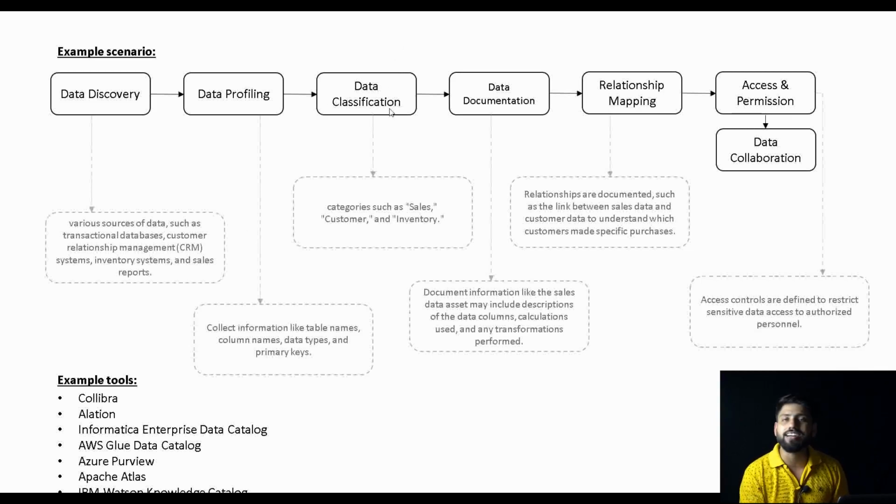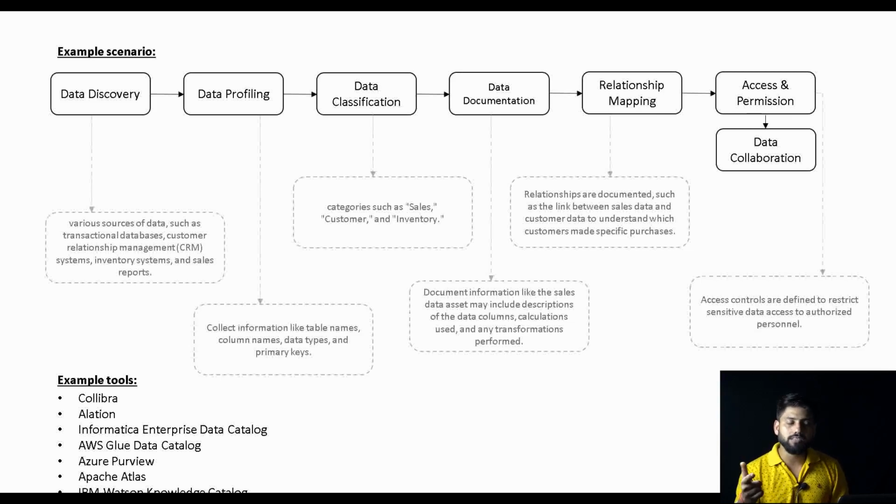After that we have data classification. Here we are categorizing our data. Suppose you have a CRM, an inventory system and a sales report, all these data sources. You may categorize your data into 3 major levels: sales, customer and inventory, correct? So whenever the data gets categorized, that process is called data classification.